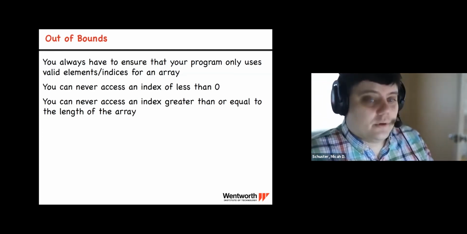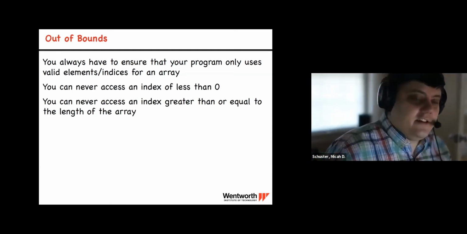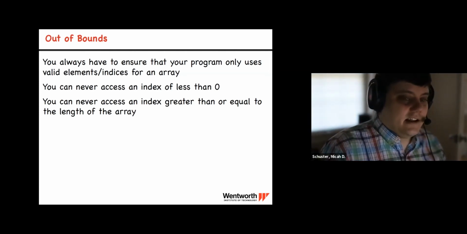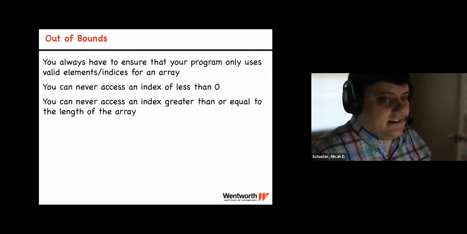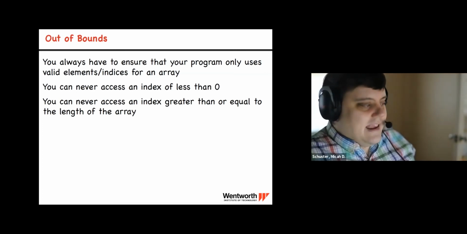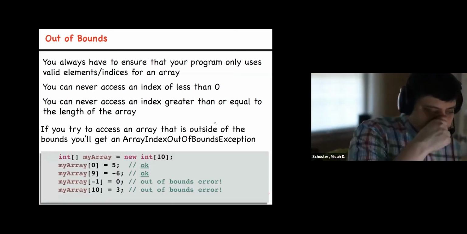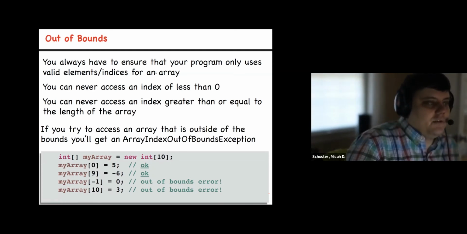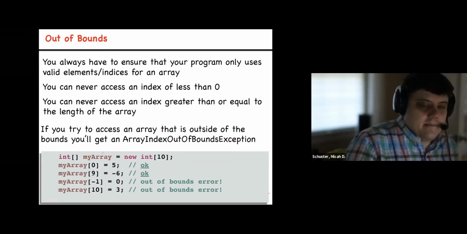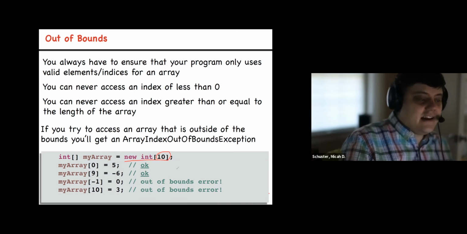I do say equal to. If I have a 64 element array and I try to access element 64, that one does not exist. So equal to or greater than the length of the array does not work. So here's an example of some okay and not okay ones. So again, think about the array. I have an integer array called my array. This is an integer array of size 10. So my valid indices here are 0 to 9.